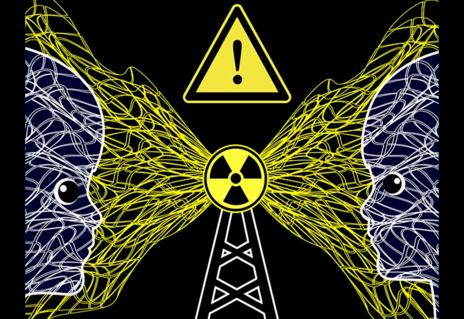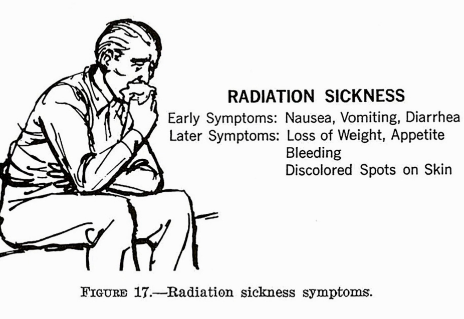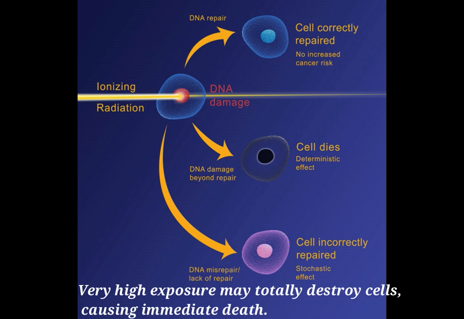However, if the whole body is exposed to such a level of radiation, over 1 sievert considered a high dose, a generalized blockage of cell division occurs that prevents normal replacement of blood, skin, and other tissue and causes radiation sickness. Radiation sickness causes death in a few days or months after exposure. High exposure may totally destroy cells, causing immediate death.